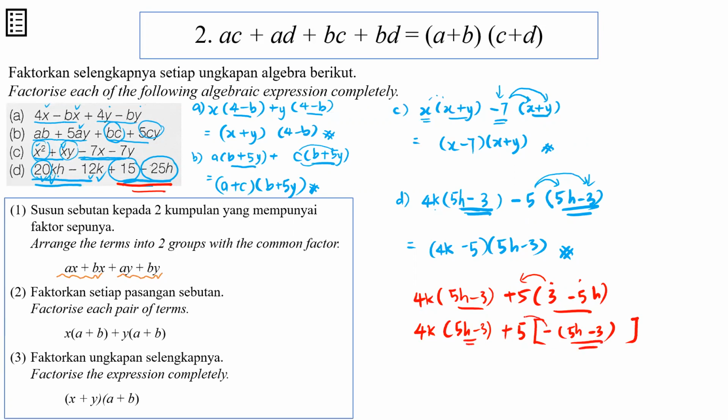Now I combine the negative with this 5 here. So I will have 5h minus 3, negative 5, and then 5h minus 3. So it comes back to the same format as this one. So factorize 5h minus 3. The first term is left with 4k. The second term is left with negative 5.